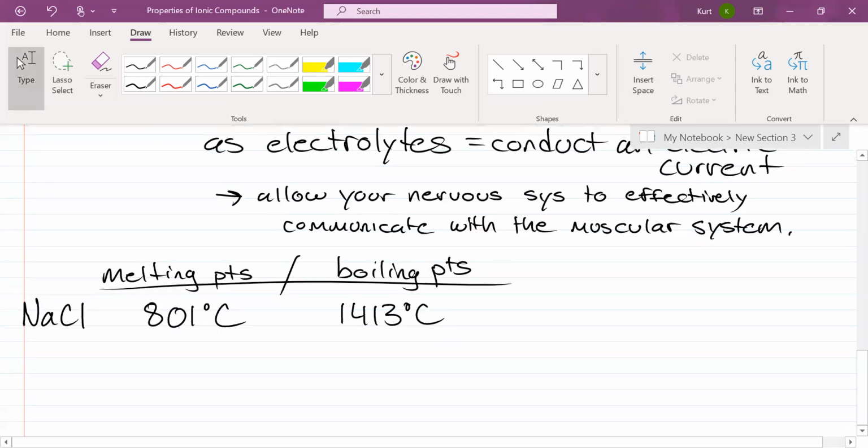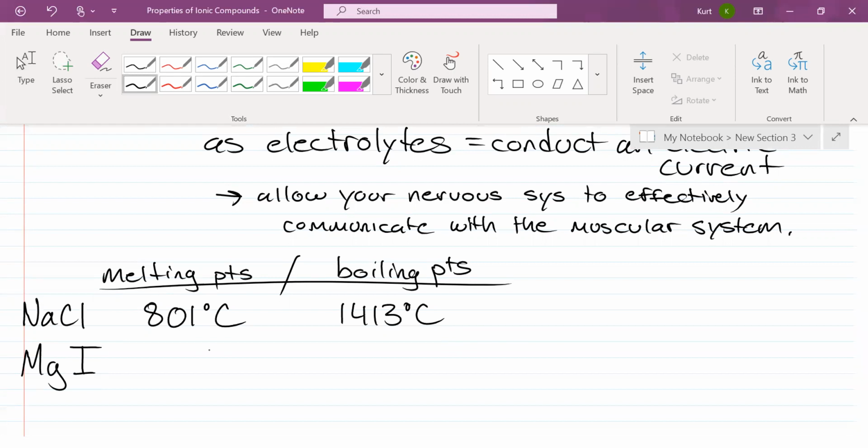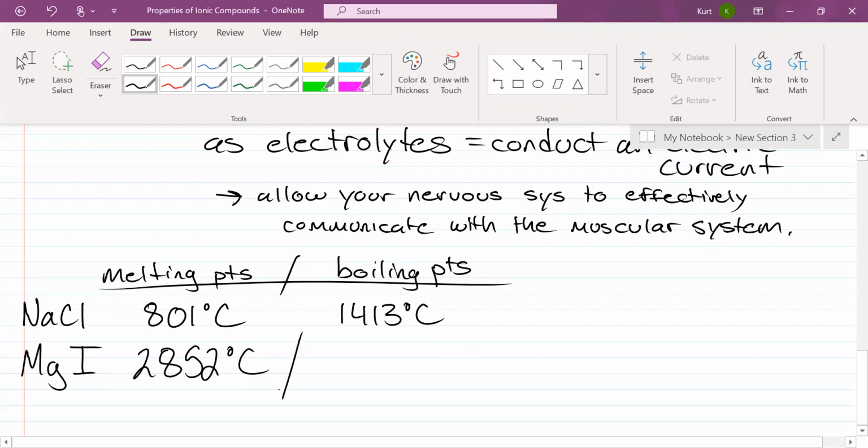Another compound that is an ionic compound is magnesium iodide, MgI. If you wanted to melt it from its solid form into its liquid form, you would have to get the temperature up to 2852 degrees Celsius. And if you wanted to actually boil it, it would have to be up to 3600 degrees Celsius.